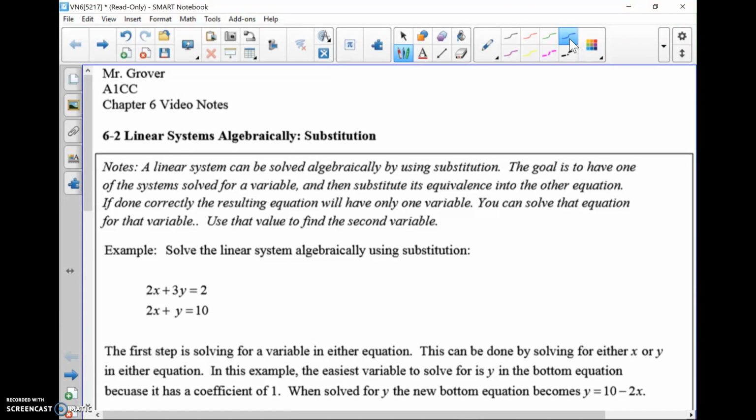Well, linear systems algebraically is also about finding where two lines cross, but I'm not going to graph them to find out. I'm algebraically going to find out where they cross. There are actually two different methods that we're going to cover. In this video, we're just going to cover the substitution method. The second method, called the elimination method, will be video 6.3. So that's your next video. But first, let's talk about substitution.